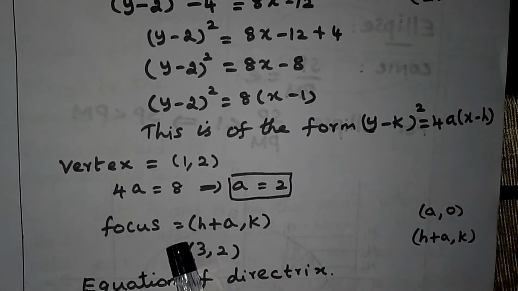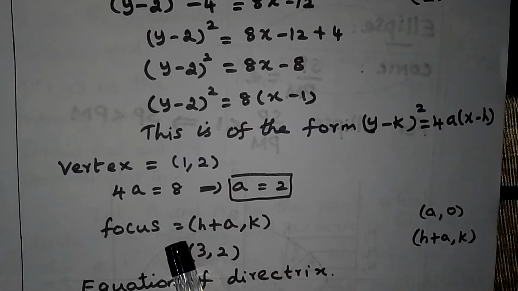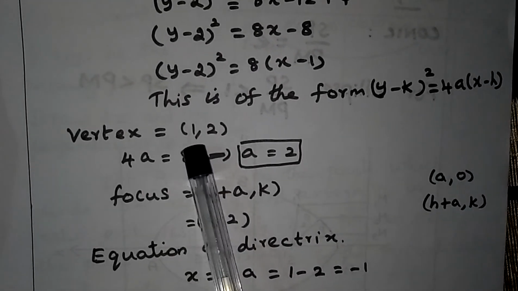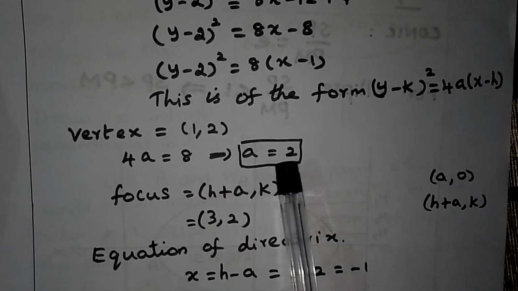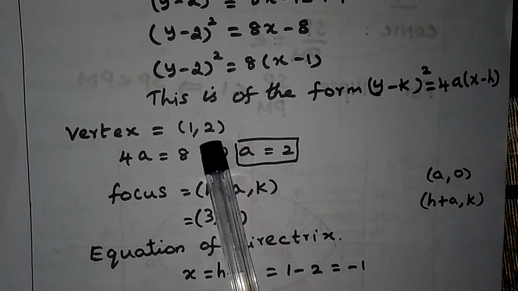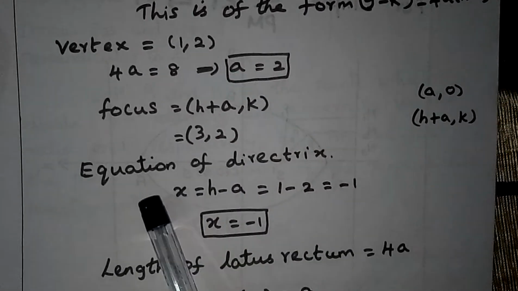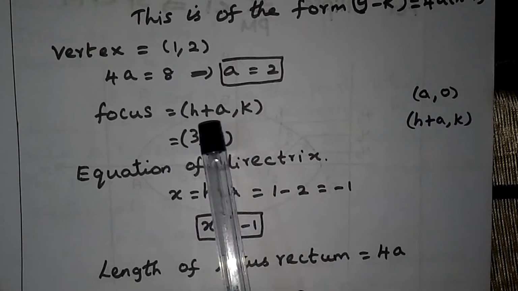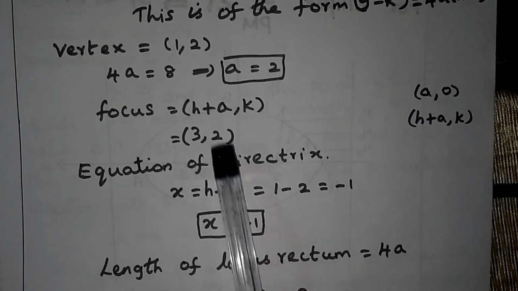Now we can write the corresponding formulas for this type. Focus is h plus a comma k. So h value is what? 1. 1 plus 2, it is 3 comma k value, 2. Next equation of directrix, it is x equal to h minus a. So here only we have more number of terms, so x you have to take.